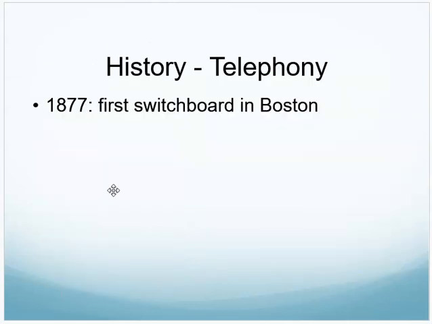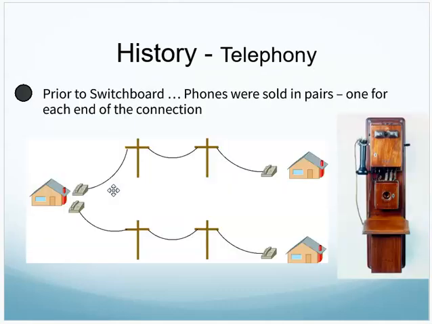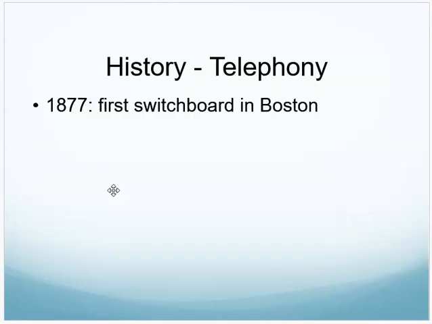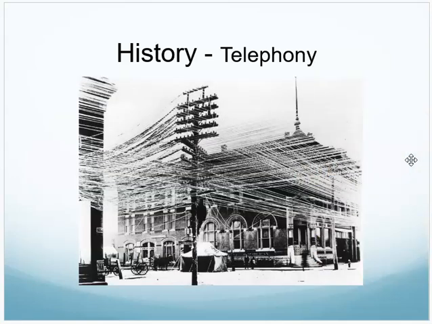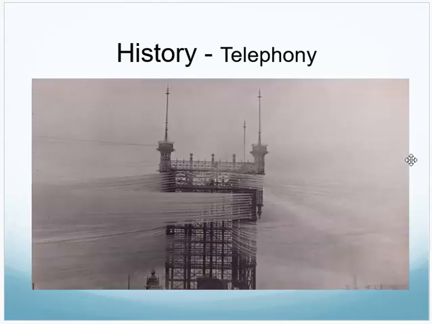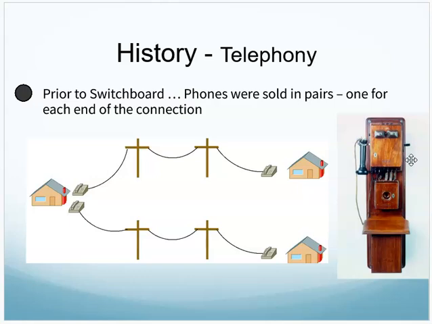The first switchboard is installed in Boston, 1877. Up until that point, if you wanted to call two people, you literally needed a phone to call person A and a separate phone to call person B. Once the switchboard comes into play, we now have the ability to have one phone and the switchboard make its contact to another phone. But it does lead to this: lots and lots of phone wires around on telephone poles. And I'm sorry, I got that backwards.